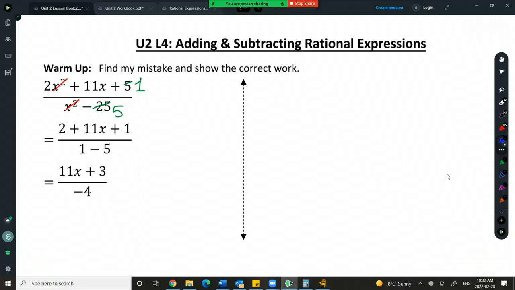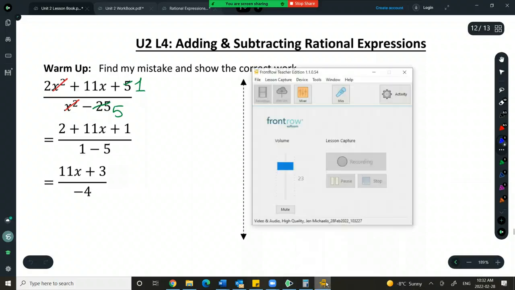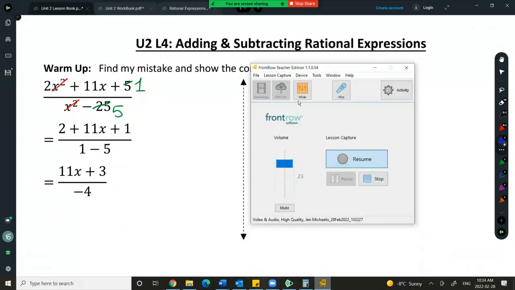All right, so I started with the question (2x squared + 11x + 5) over (x squared - 25). And this is my work. I want you to decide, I've made a mistake somewhere, or multiple mistakes in places. I want you to decide what my mistake was, and I want you to show me the correct work on the right, okay? If you're watching the video, pause the video, try it out, and then we'll take it up.